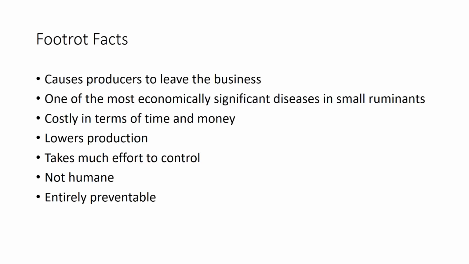It's very costly in terms of time and money. It costs money to treat it, costs money to control it. And then the other cost is it lowers production. Sheep with foot rot will have a lower body condition score. Generally, they'll have a lower body weight. They won't gain weight as well. They'll have a reduced reproductive efficiency. And then they're more susceptible to other diseases as well.